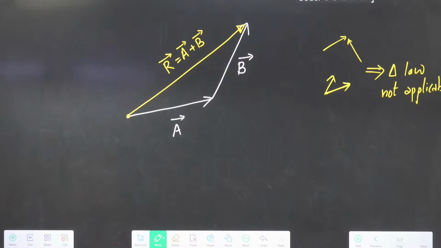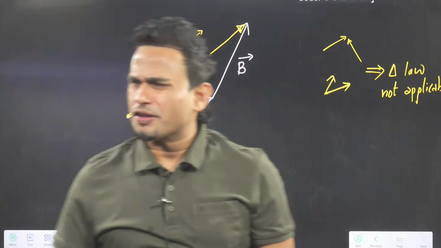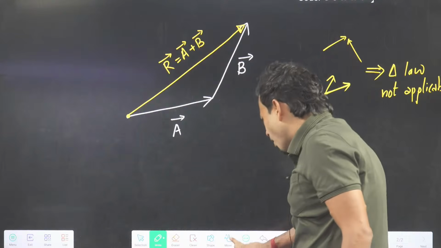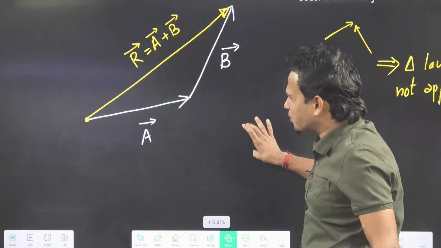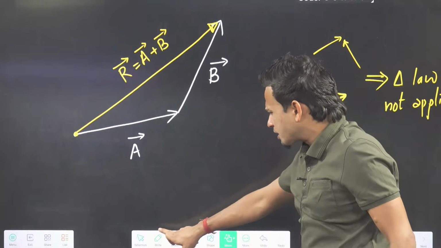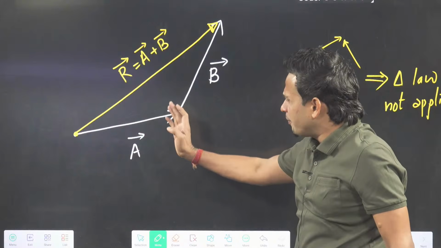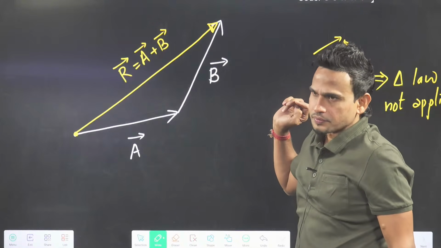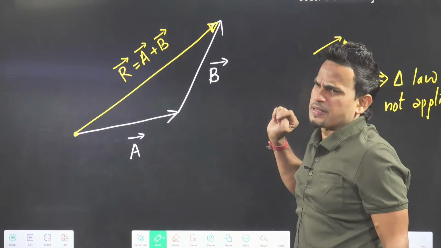Okay, sir, we understood. From tail of first vector to the head of second vector. But now see how the question is asked. We got some idea. Resultant will be from tail of first vector to head of second vector. This is the graphical representation.